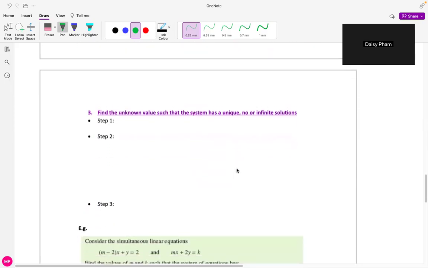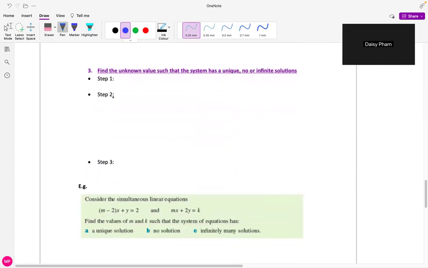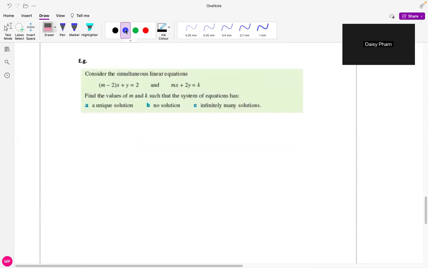Good. All right, now we come to the most important part of today's lesson. You're going to use the knowledge of unique, null or infinite solutions to find the unknown value. These are usually typical exam questions. Now we're going to do an example first, and we can summarize the steps.